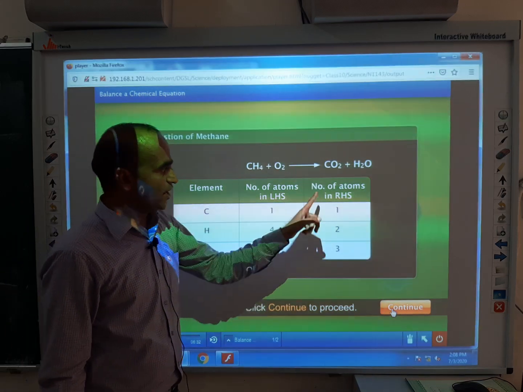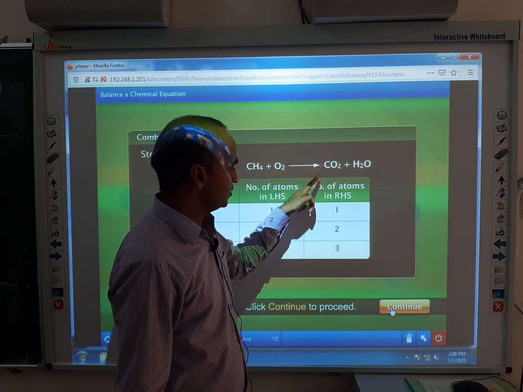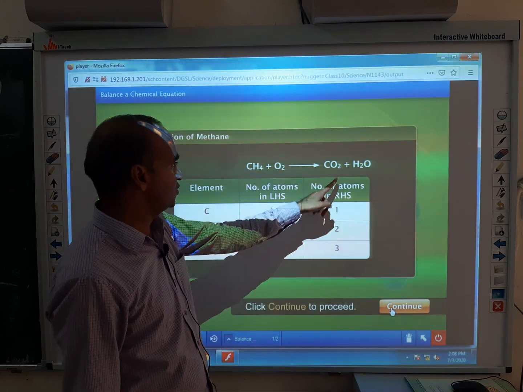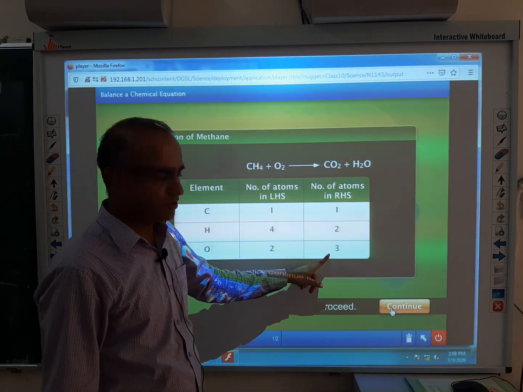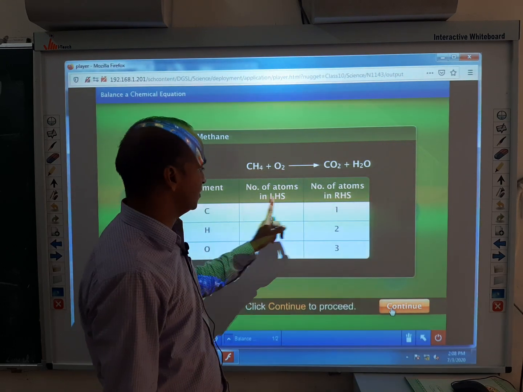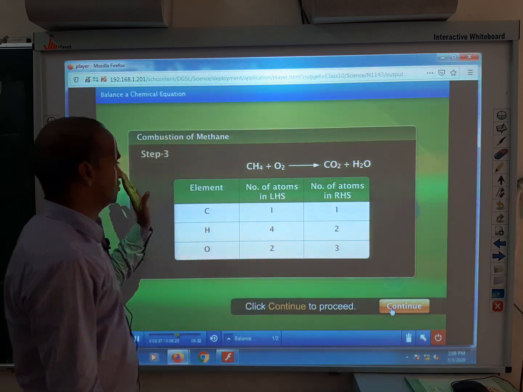After then, now write the number of atoms on the right hand side: carbon 1, oxygen 2, sorry, hydrogen 2 and oxygen is 2, 1 and 3, right? So the number of atoms on the right hand side: carbon is 1, hydrogen is 2, oxygen is 3. This is the third step.